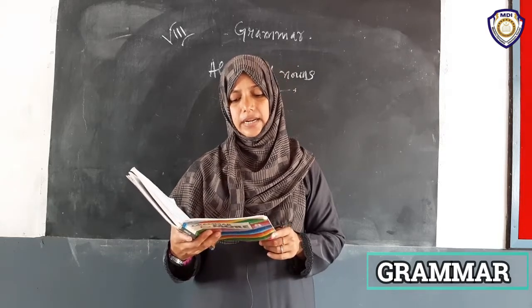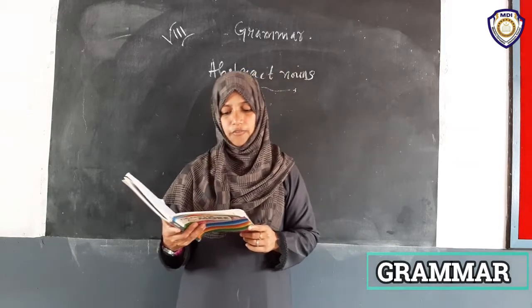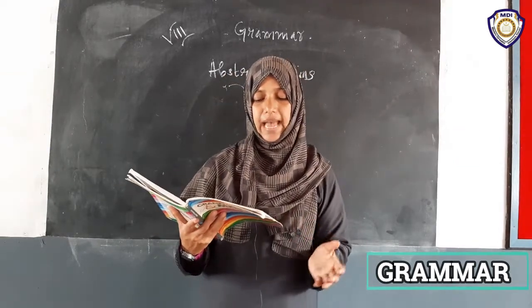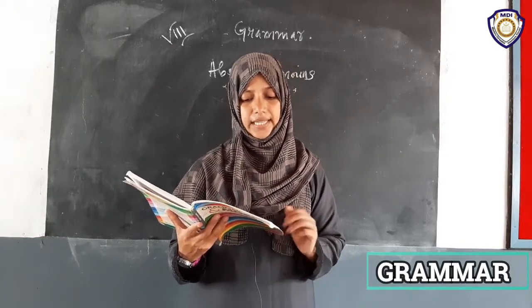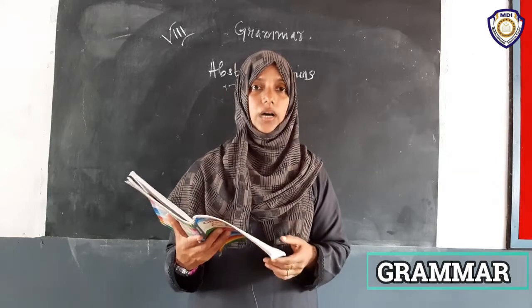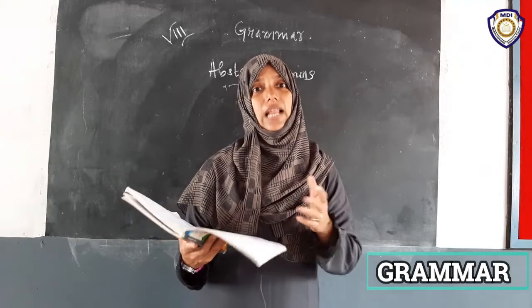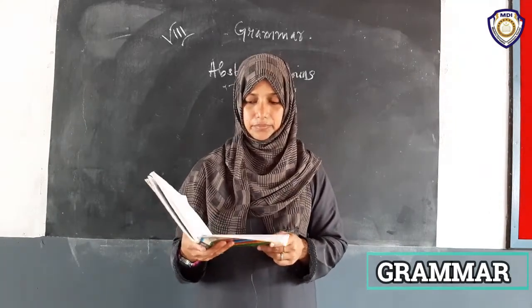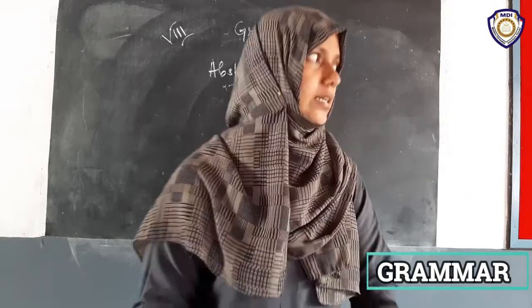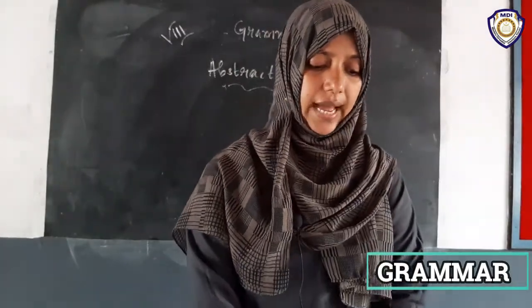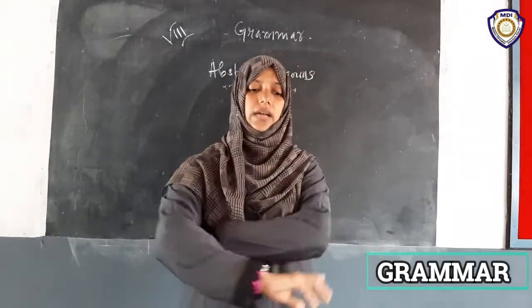Abstract nouns can be formed in three ways. From common nouns: man, manhood; child, childhood. From adjectives: dark, darkness; poor, poverty. From verbs: free, freedom; live, life. Then circle the abstract nouns in these sentences. All of you circle the abstract noun from these sentences, and just try it now.